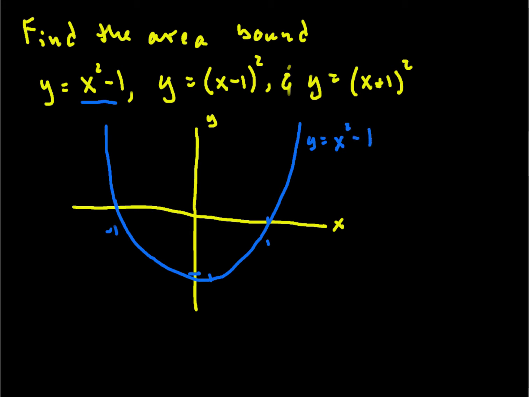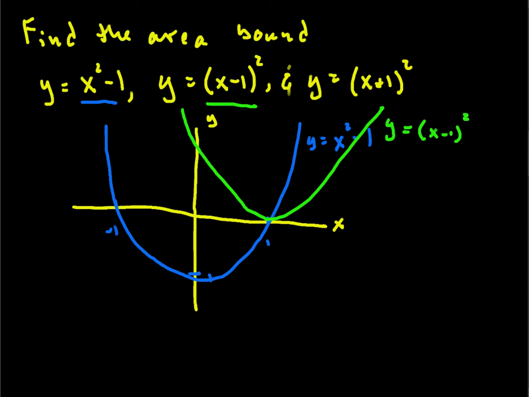Now for the second curve, x minus 1 squared, the parent function is x squared, but we're shifting to the right 1. So it is just a parabola whose vertex is here and looks like this going that way and like that going that way. So that's y is equal to quantity x minus 1 squared.